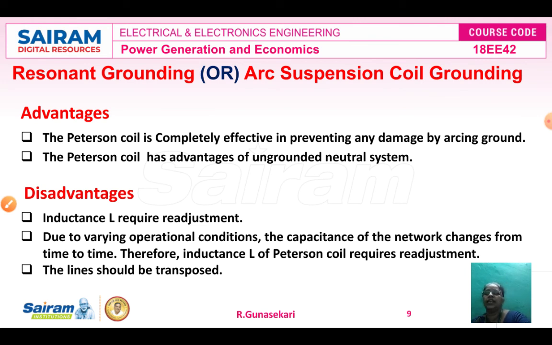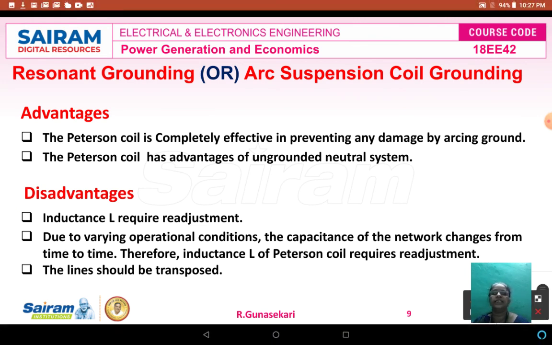Now we study the advantages and disadvantages of the resonant grounding or arc suppression coil grounding. Advantages. The Peterson coil is completely effective in preventing any damage by arcing ground. Okay. And then the Peterson coil has the advantages of an ungrounded neutral system. The Peterson coil is nothing but the arc suppression coil.